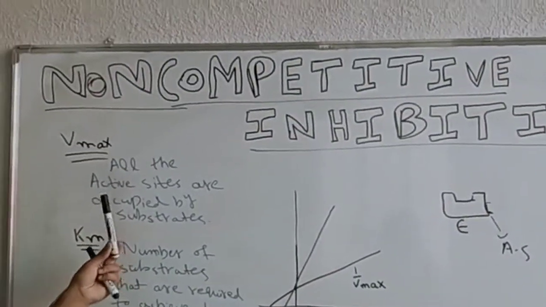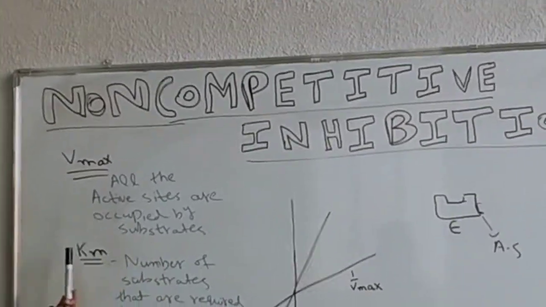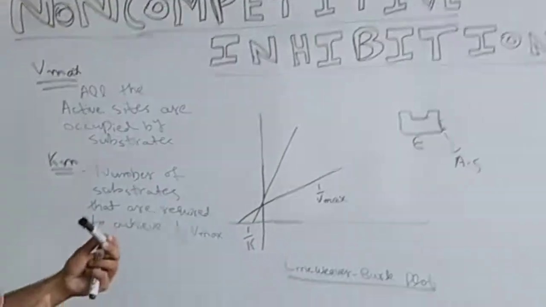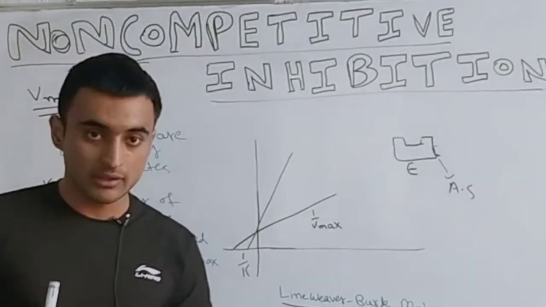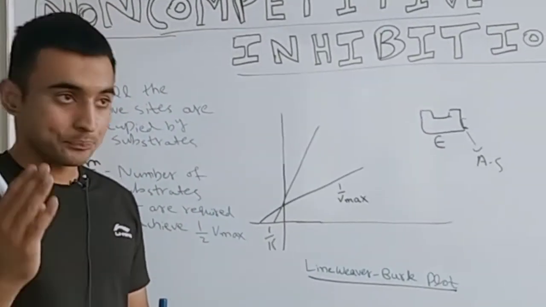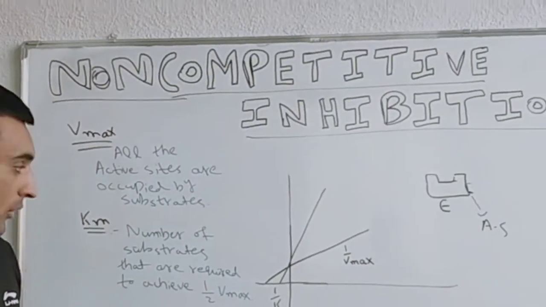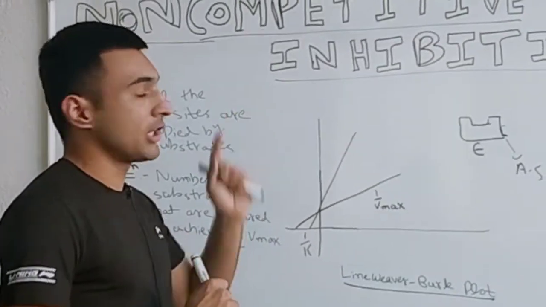So we know that the Vmax is achieved when all the active sites are occupied by the substrates, and we know that Km is the term which is used to indicate how much substrate is required to achieve half of the maximum velocity. So what happens in non-competitive inhibition?